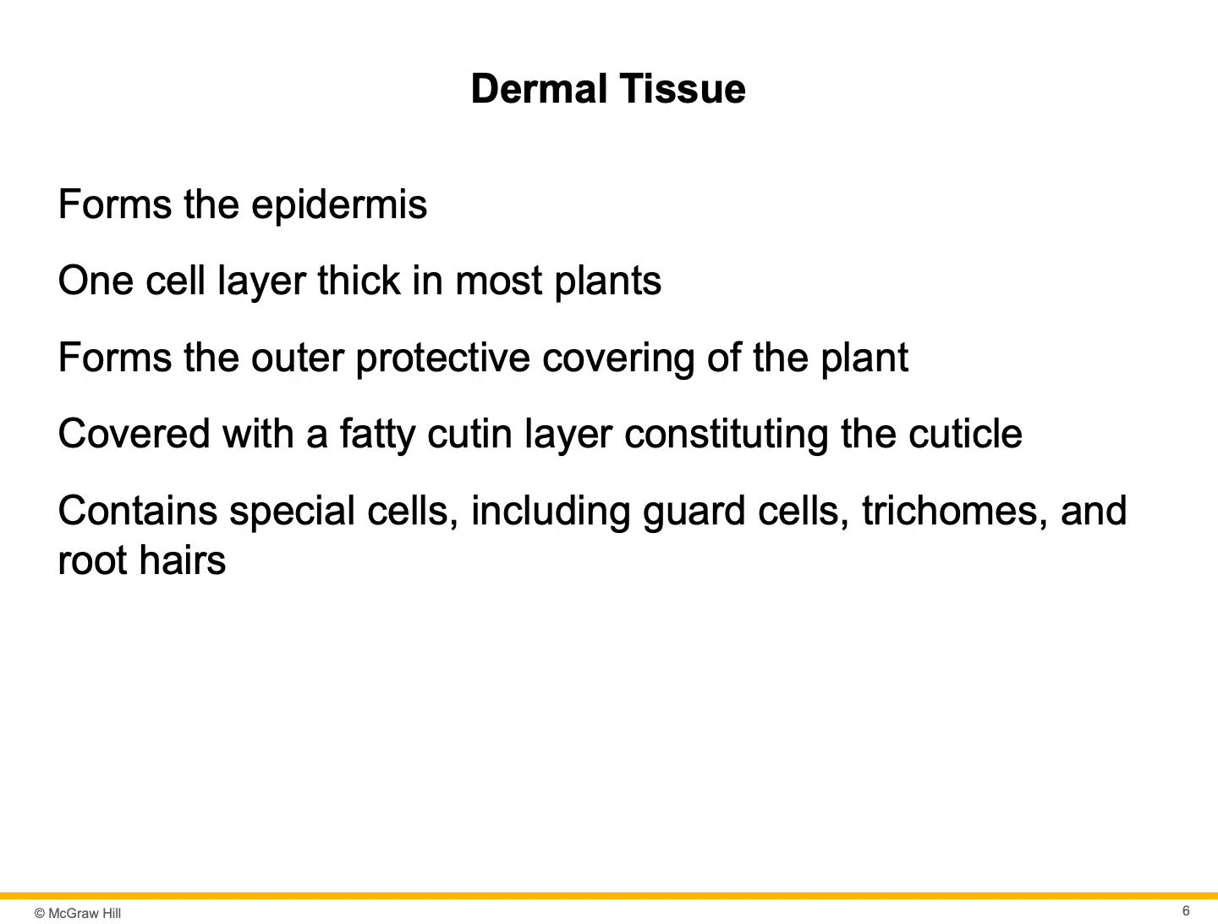Dermal tissue forms the epidermis, like I mentioned earlier. This tissue is one cell layer thick in most plants. It is derived from the embryo or apical meristem. In young exposed parts of the plant, the epidermis is covered with a fatty cutin layer, creating a cuticle. A number of different types of specialized cells can be found in the epidermis, and these include guard cells, trichomes, and root hairs.